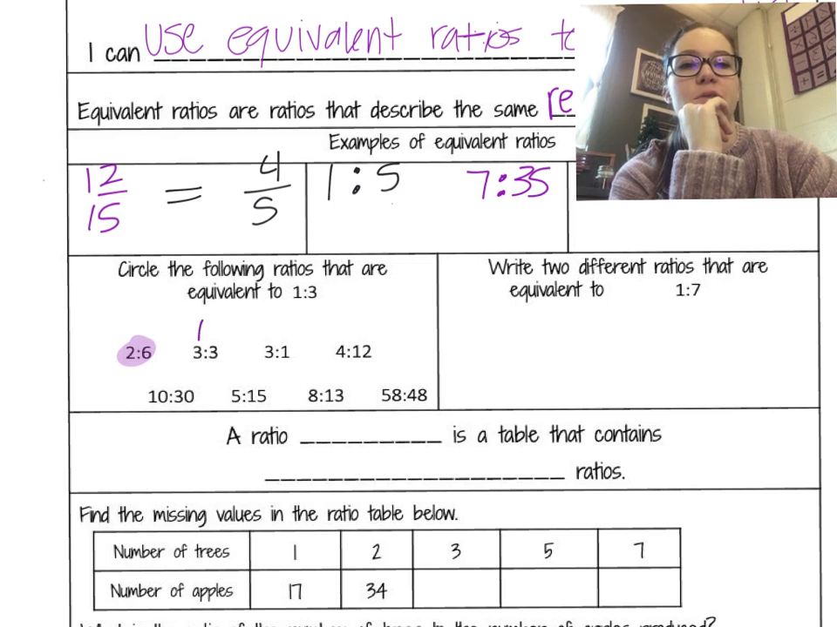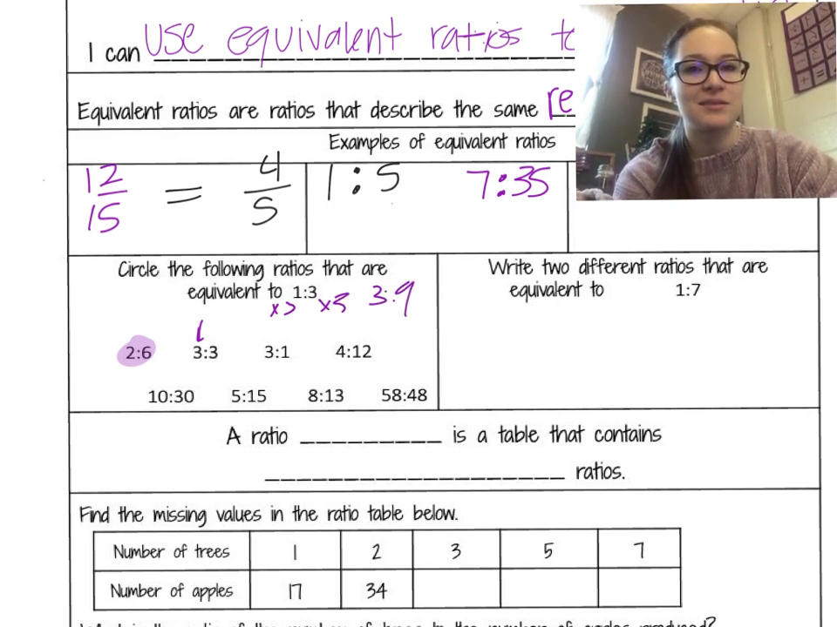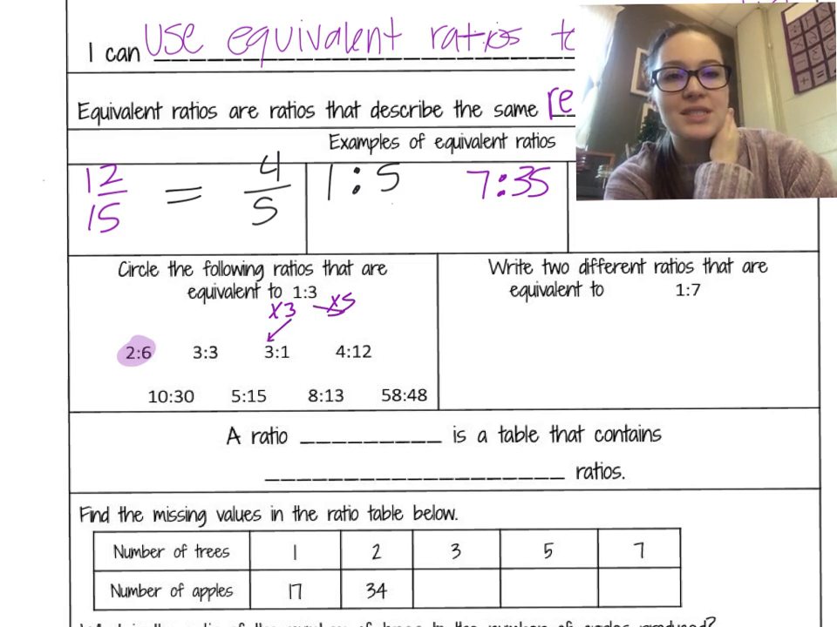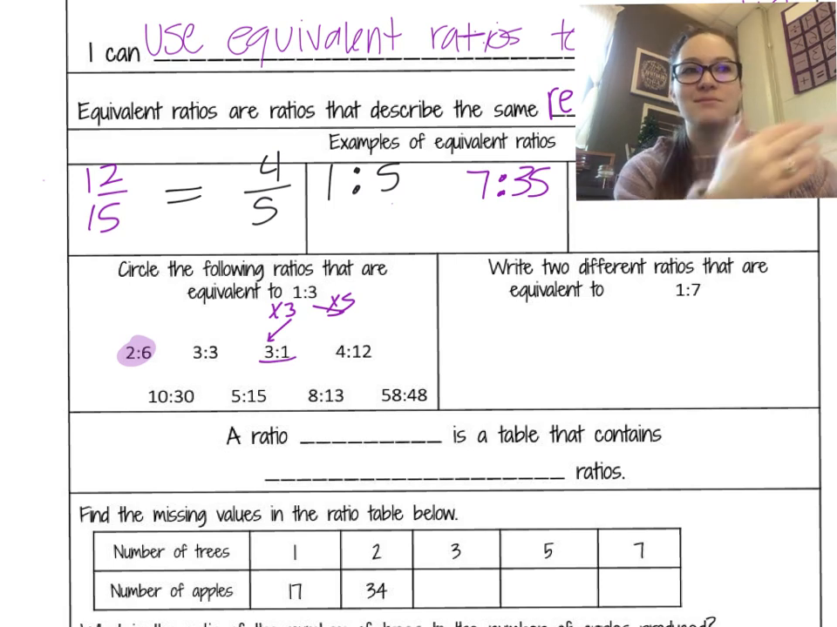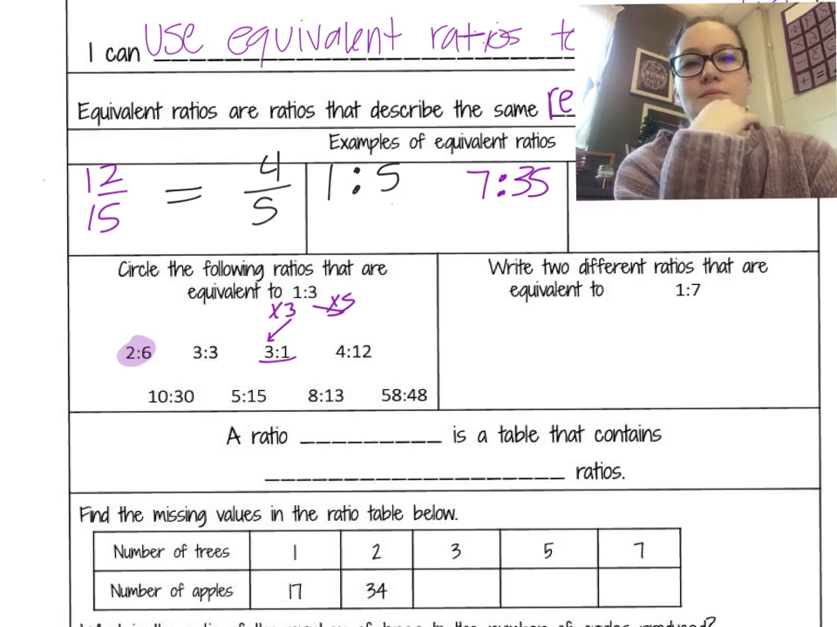Let's try 3 to 3, okay? 1 times 3 is 3, but then I have to multiply the other side by 3, which would be 3 to 9. And that is not this one, so I don't get to circle 3 to 3. Same thing, 1 times 3 is 3, but 3 times 3 is 9. 3 to 1, not the same, right? I could multiply one side, but when I multiplied by the other side, it made it something different.